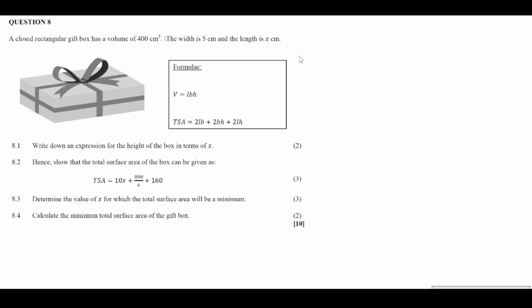All right, welcome to question number 8. We're still busy with your junior examination, grade 12, technical mathematics. All right, what do we have here?